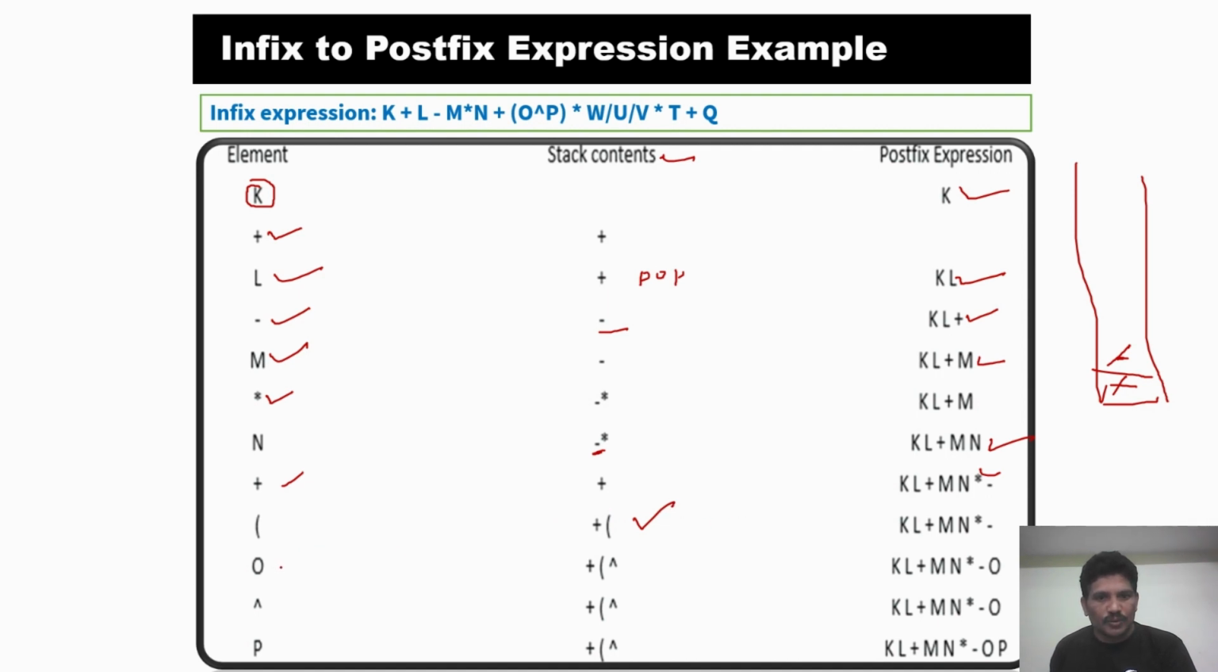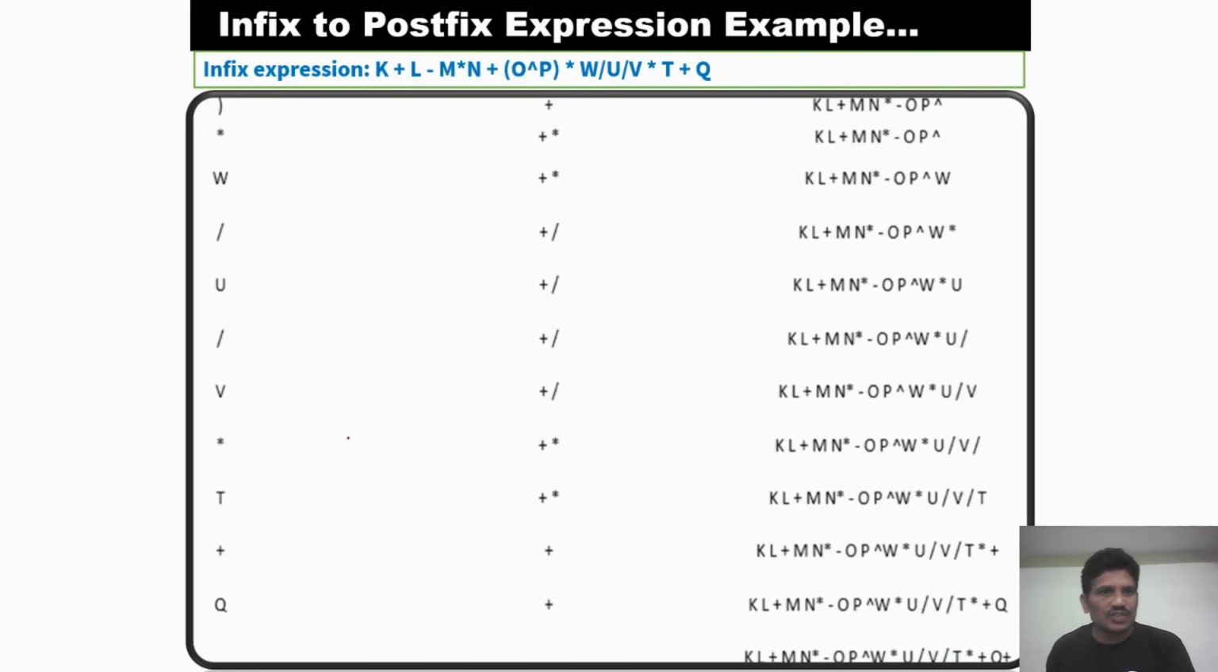Then the next one, o, we can add directly to the postfix. It is not an operator or parenthesis. Then the cap symbol, it is an operator, that's why we add it into the stack, no problem. Then after that p, p can be added over here. P is not an operator, that's why directly you can add it into the postfix expression.